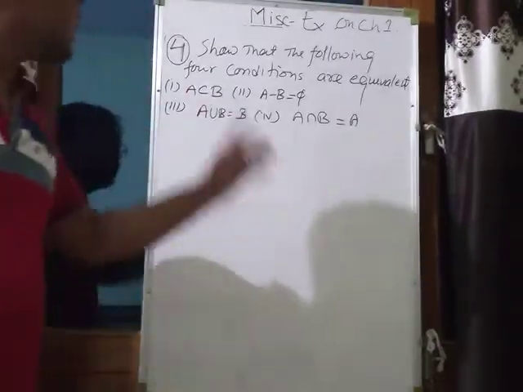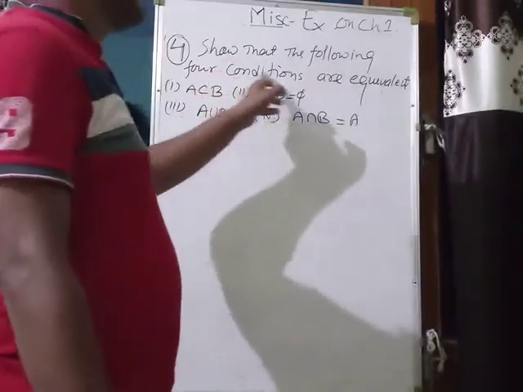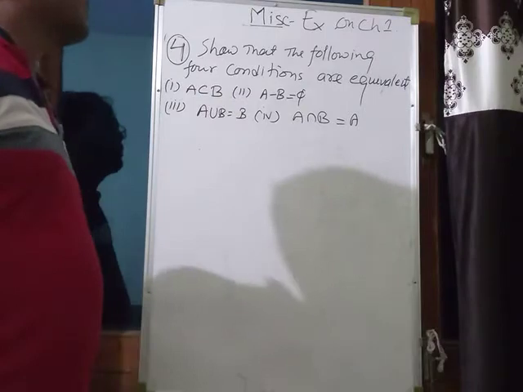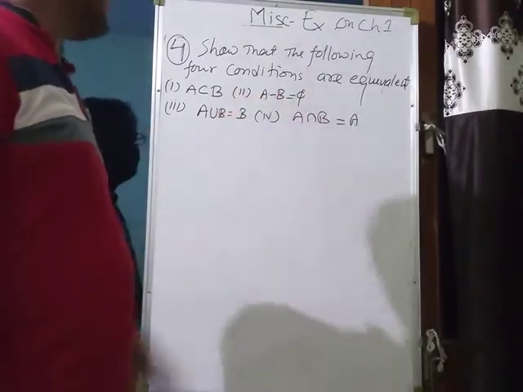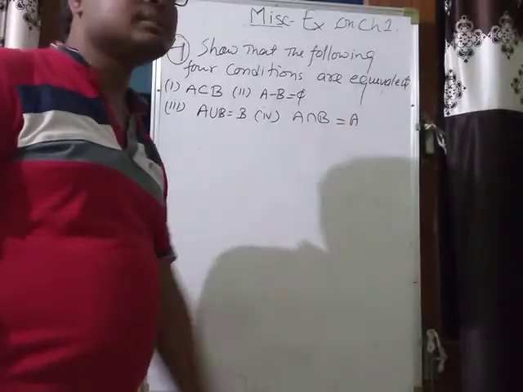Now students, read question number 4. Show that the following four conditions are equivalent: A is a subset of B, A difference B is phi, A union B is B, and A intersection B is A.